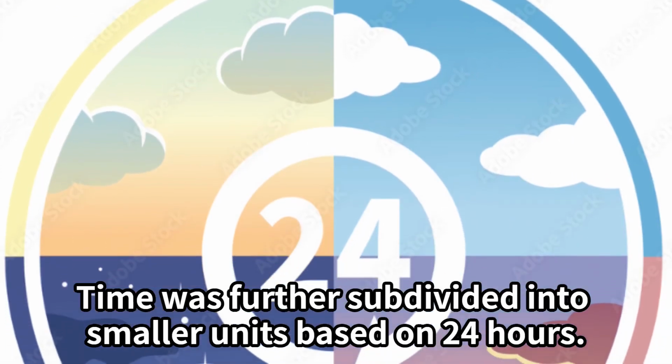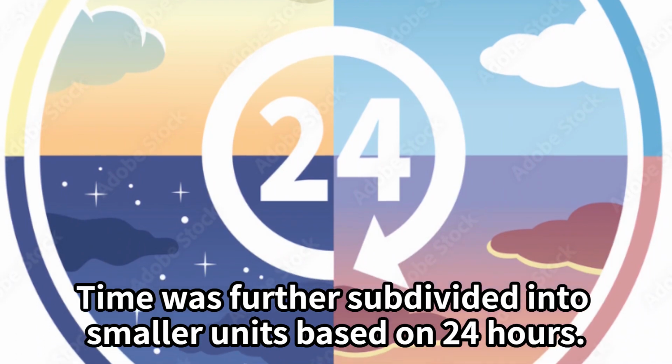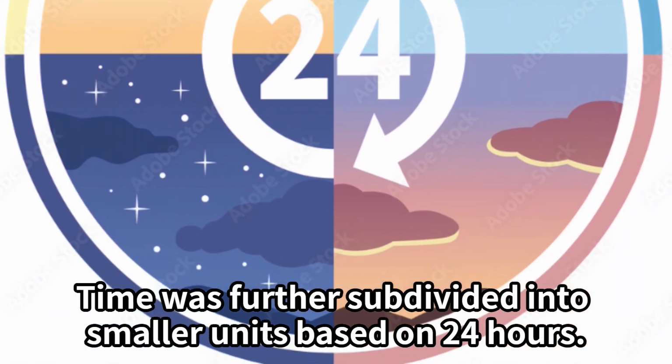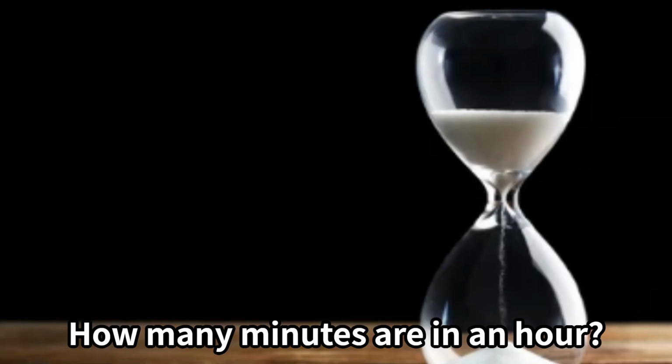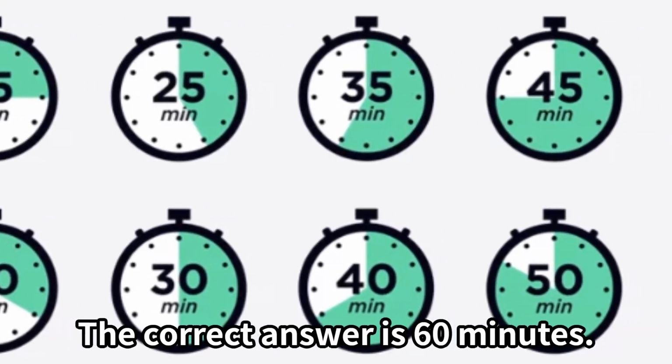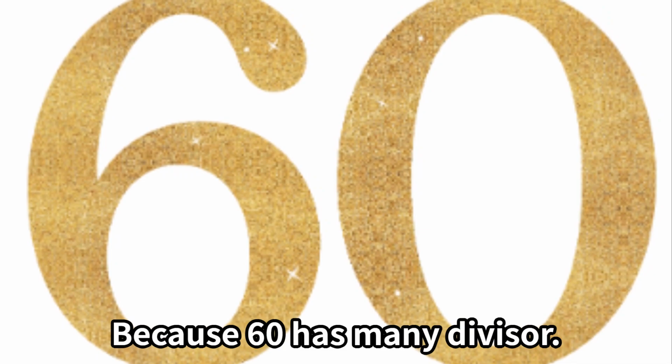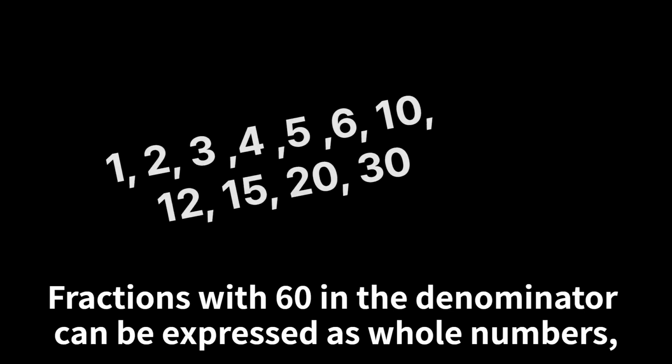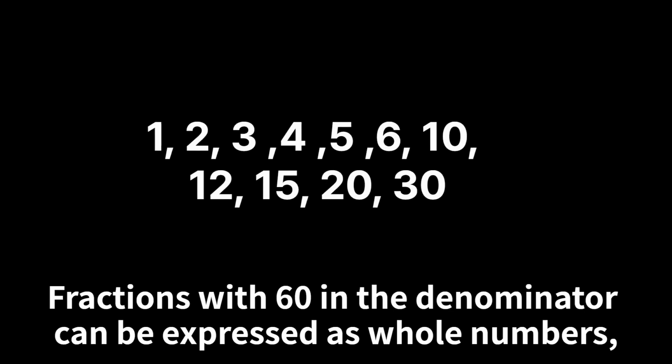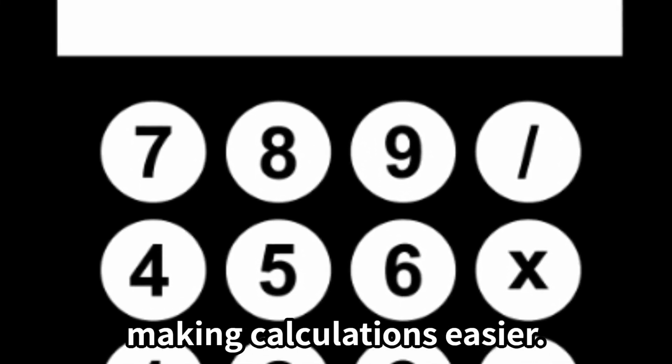Time was further subdivided into smaller units based on 24 hours. Now the question, how many minutes are in an hour? The correct answer is 60 minutes, because 60 has many divisors. Fractions with 60 in the denominator can be expressed as whole numbers, making calculations easier.